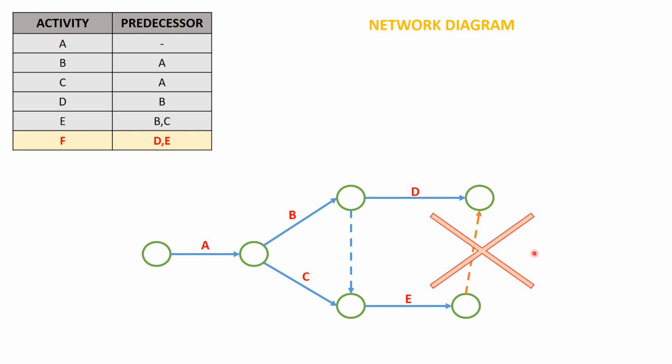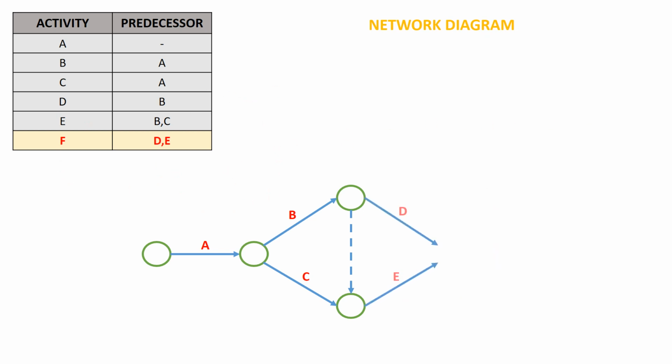So what would be the other option? Since D and E are almost the last activities and they do not have any other relationship in our network diagram which is mentioned in the table, right? So what we can do is we will just merge these two activities D and E. Then we will be having the activity F and then I'll be closing. So this would be the correct representation of an AOA network diagram.